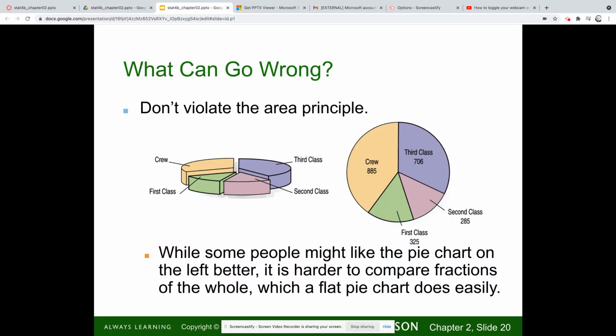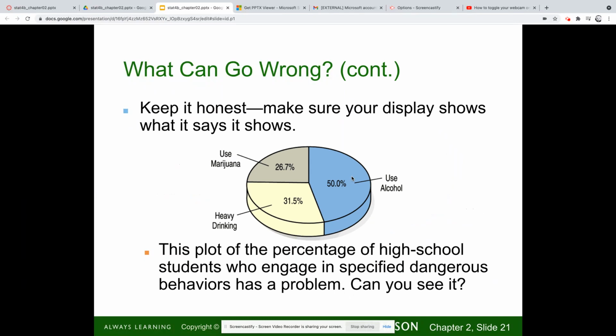While some people might think that a pie chart on the left is better, it's harder to compare the fractions of the whole. In other words, this 2-dimensional chart really shows clearer what the percentage is with regards to the whole, as opposed to this. Because here I can't really distinguish between this size and this size. I can't really distinguish between this size and this size. In other words, the yellow looks like the purple and the mauve looks like the green. But on this one, it's very clear what the ratios are.